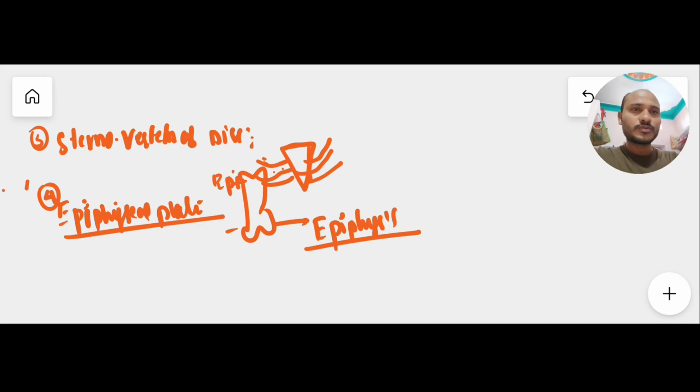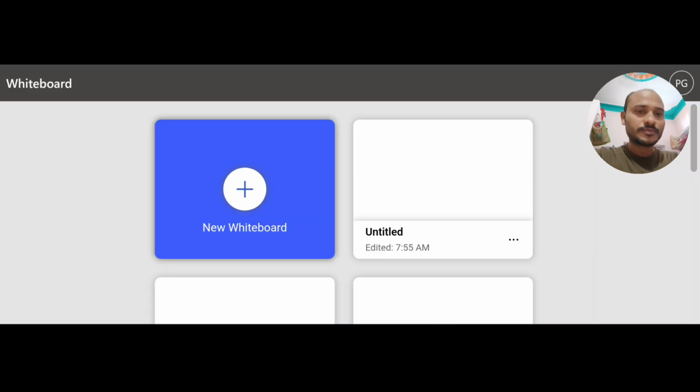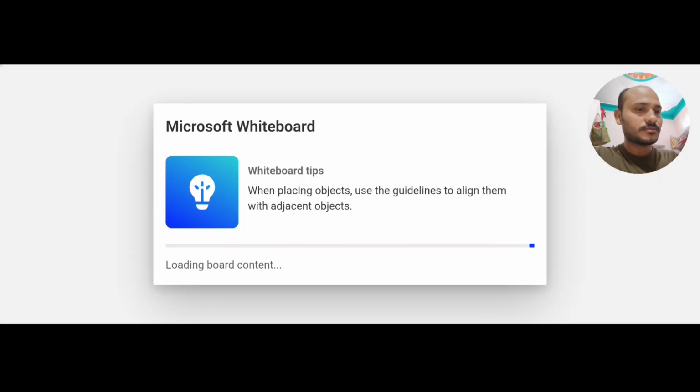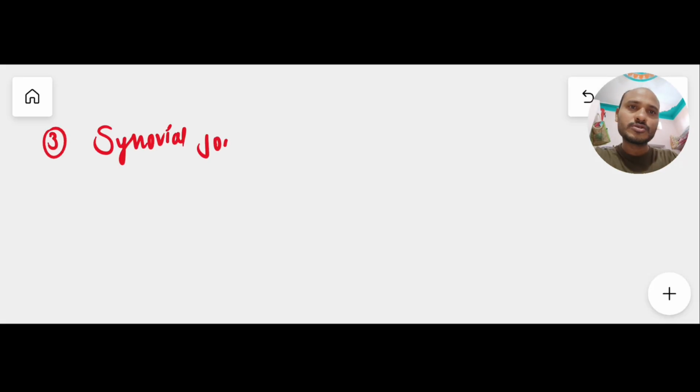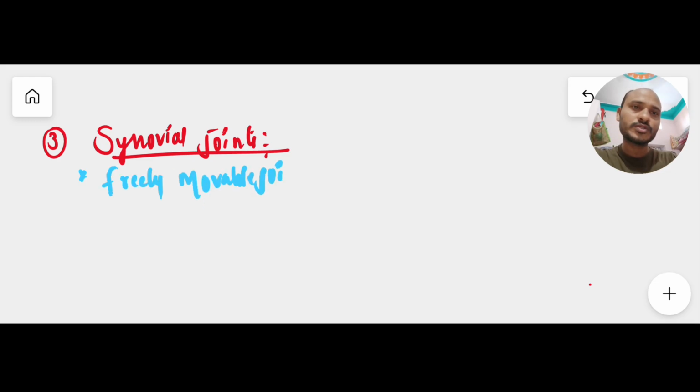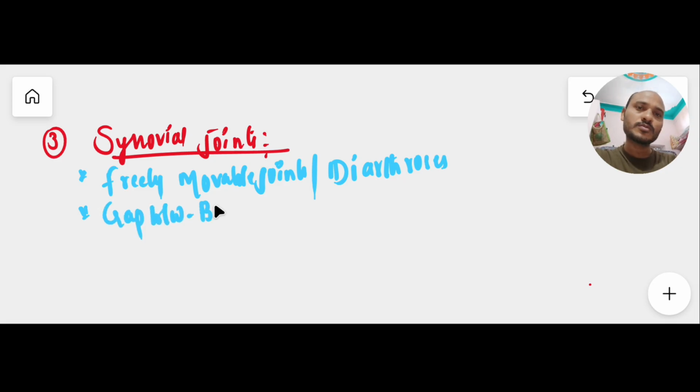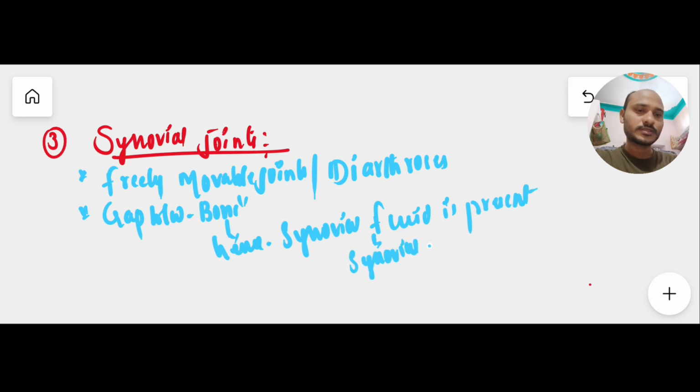Okay, so now we move on. One more important type of joint, the most important joint, is the synovial joint. The synovial joint has various other names; it is also known as a freely movable joint. In a synovial joint there is a gap between the bones, and a fluid called synovial fluid is present in this gap. This synovial fluid is secreted from the synovial membrane.